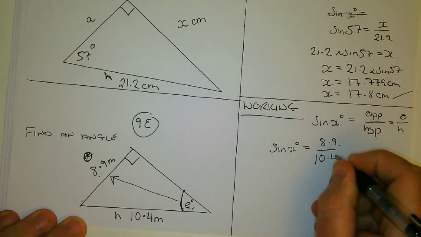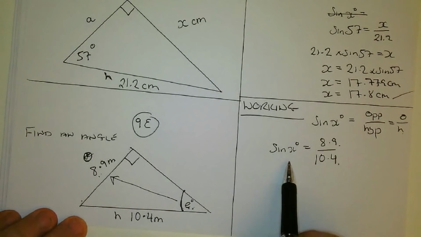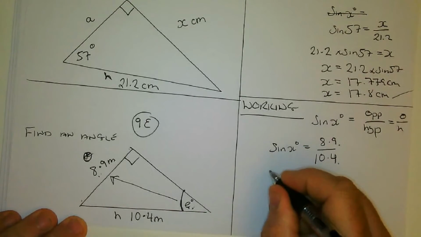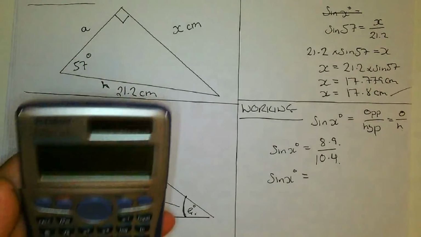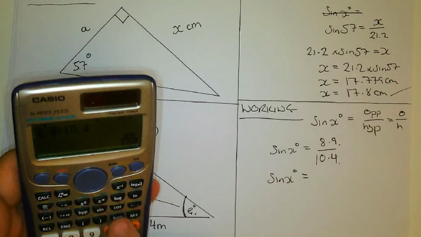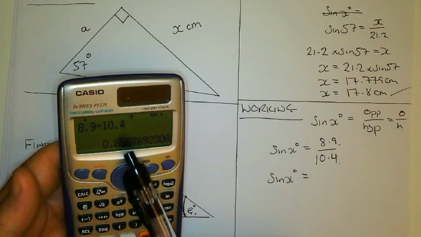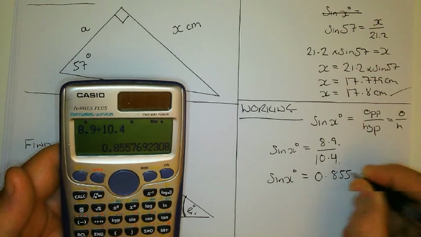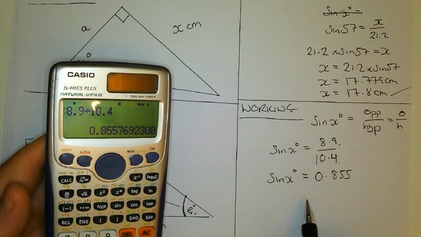over 10.4. Now I noticed in the last homework on the tan, some of you didn't do this. What you've got to do next is work out what that is, so let's go and do that. 8.9 divided by 10.4, and it gave me 0.8576. Now I'm just going to hold on to that in the calculator. I'm not going to shorten that. Some of you in the homework left it like that.